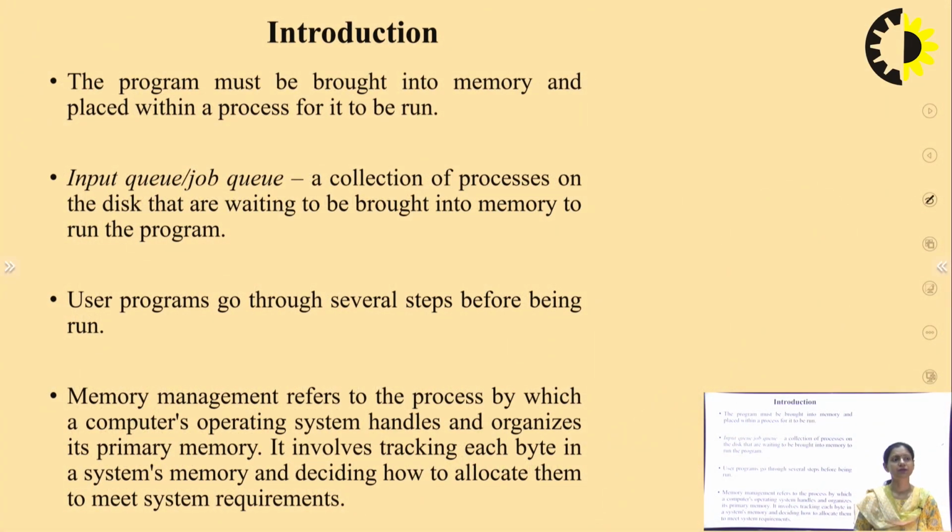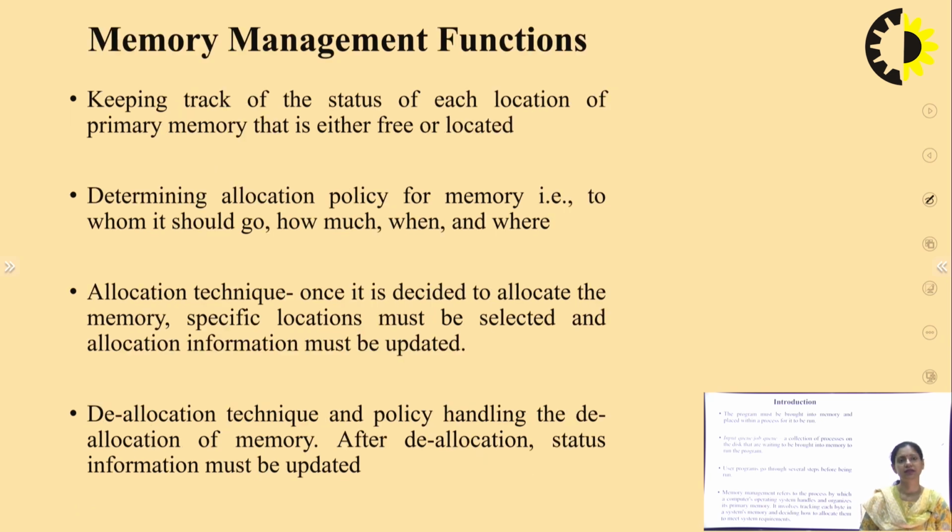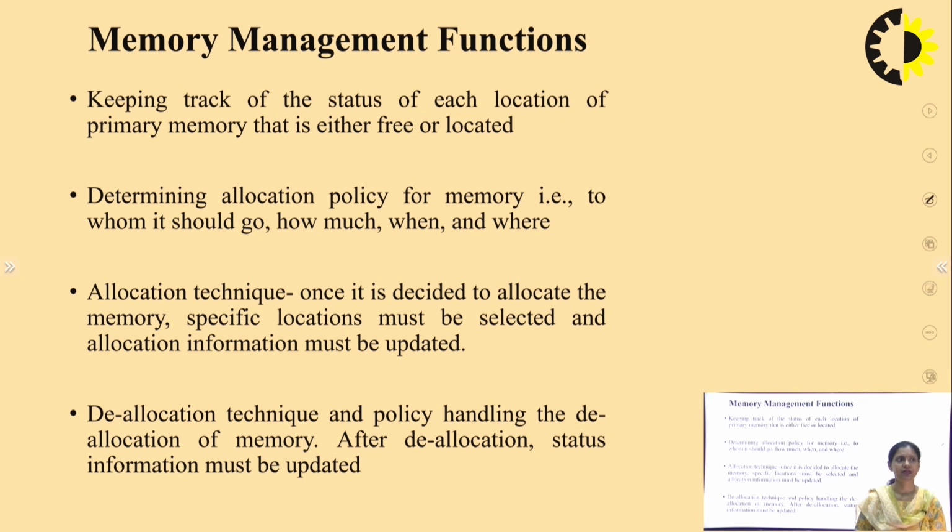So, memory management basically refers to the process by which a computer's operating system handles and organizes its primary memory. So, it involves tracking each byte of the system memory and deciding how to allocate them to meet the system requirements. So, for that we have some memory management functions. The first function talks about keeping track of the status of each location of the primary memory, that is either free or allocated by some other process.